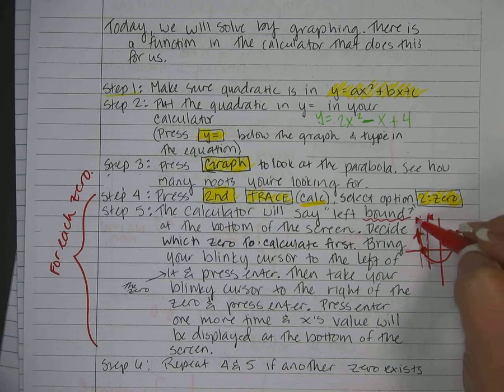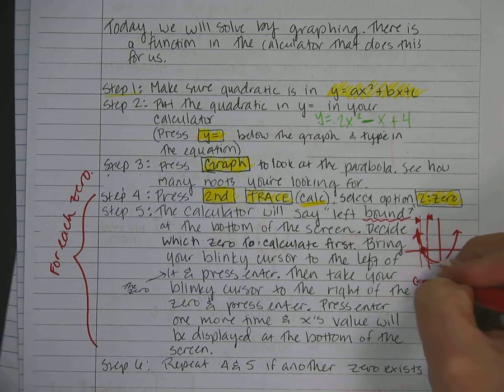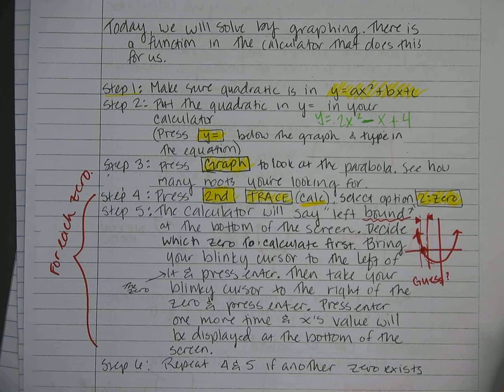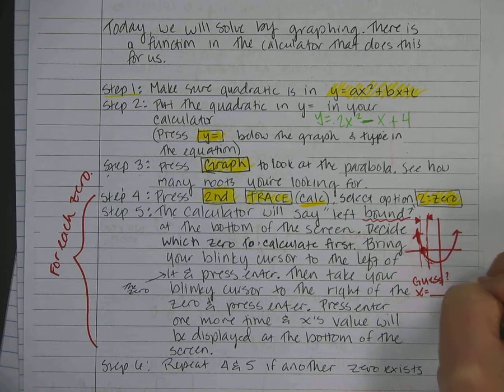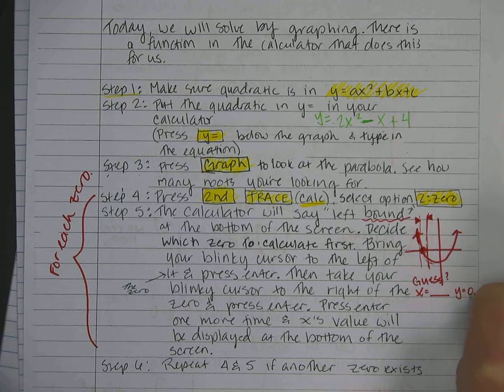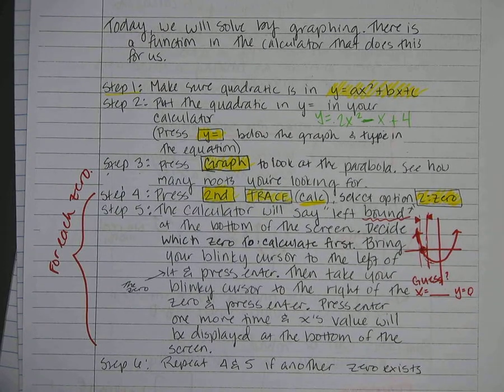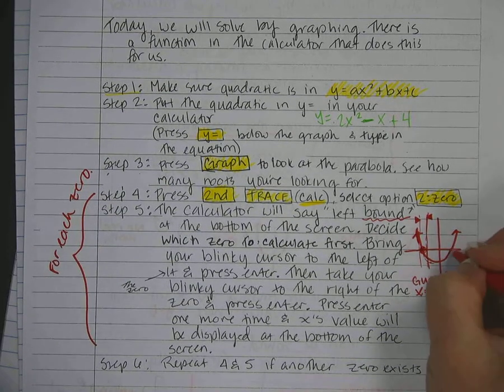So after you've set your 2 boundaries, it's going to ask you guess at the bottom of your screen, and press enter one more time. And then it's going to tell you what your x value is by saying x equals, and it'll place it down here, and y equals 0 or something very close to 0. But then you'll need to do that again for this one over here.